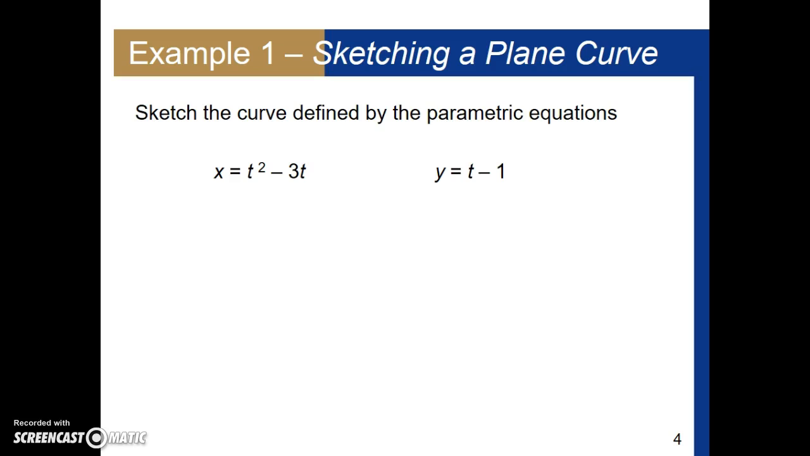So let's practice one. We're going to sketch the curve defined by the parametric equations x equals t squared minus 3t and y equals t minus 1.